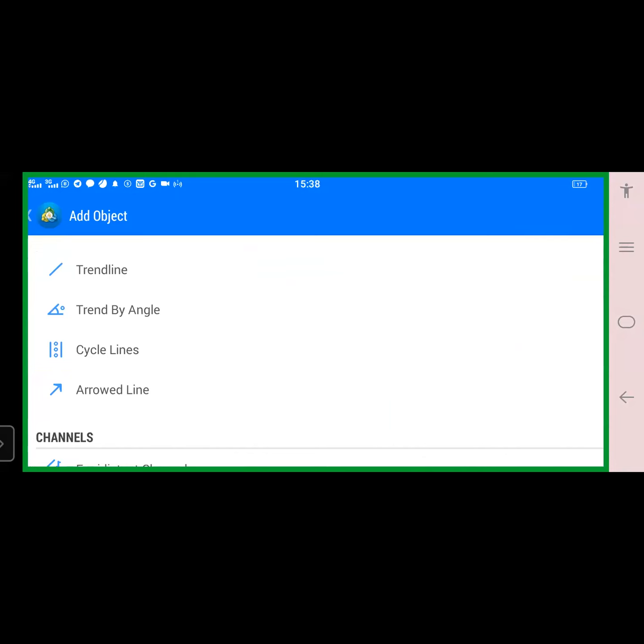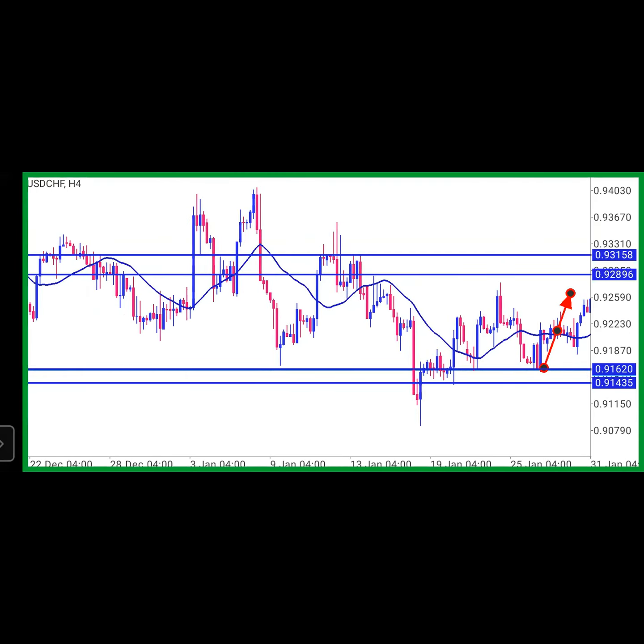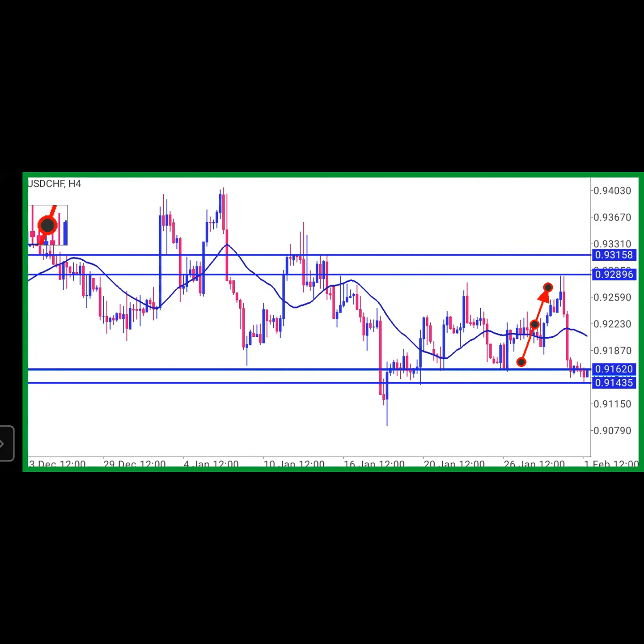Pin. It also looks like an evening star, considering the three candle formation. The blue candle looks like a doji or hammer, then the next.